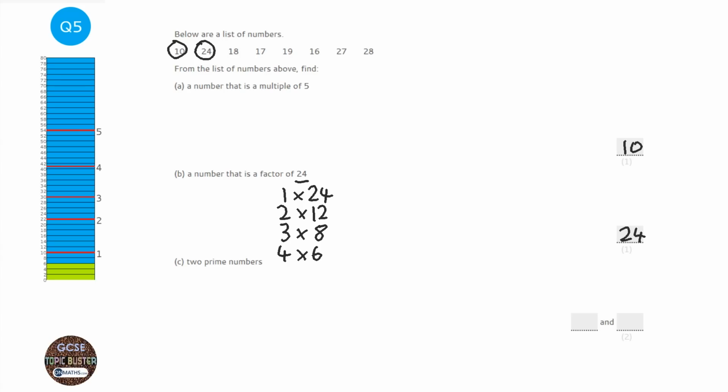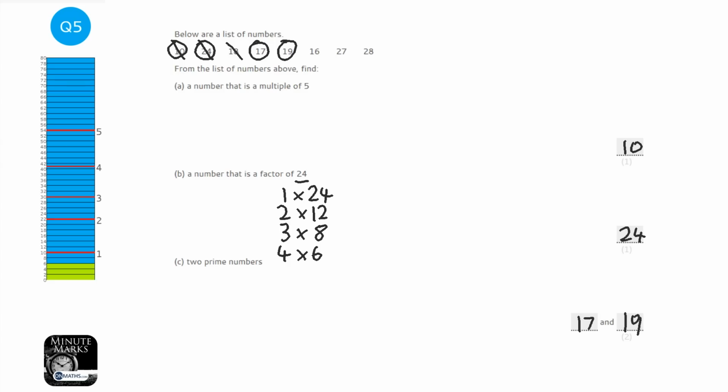So let's go through the list. 10 is in the 5 times table, which we identified in question A, so that's not a prime number. 24, well, we've listed out 6 other factors of 24, so that's not in it. 18 is 3 times 6, so that's not going to be it. 17, I don't think of any times tables that 17 is in, so I'm going to say 17 is a prime number, which it is. And 19, well, I can't think of any times tables 19 is in, so I think that's a prime number.